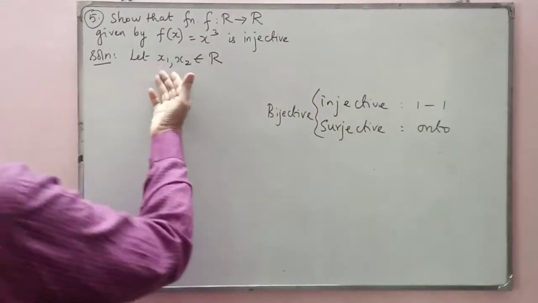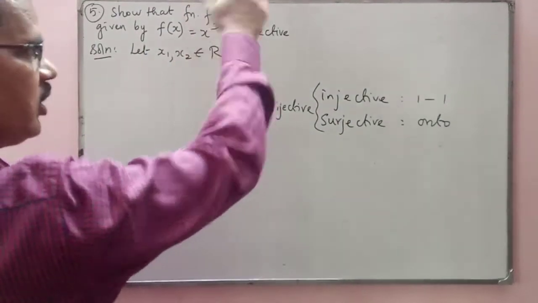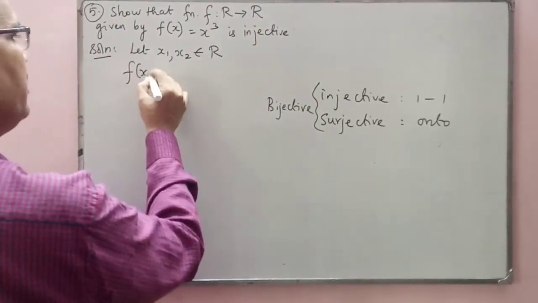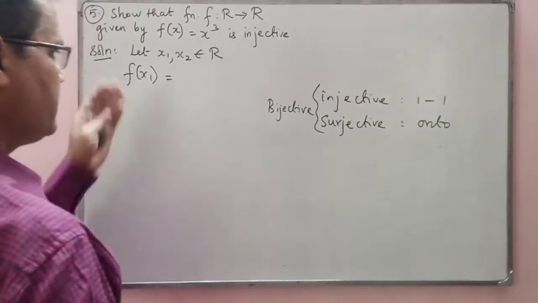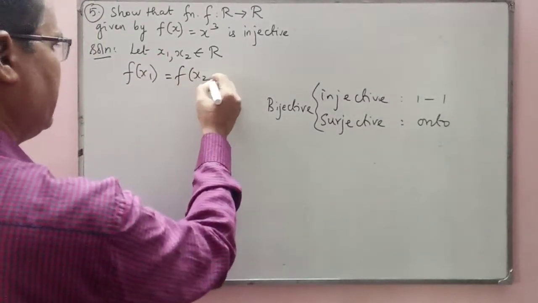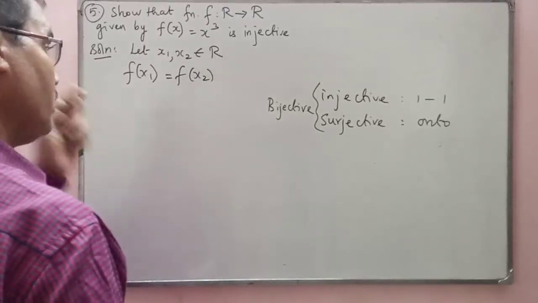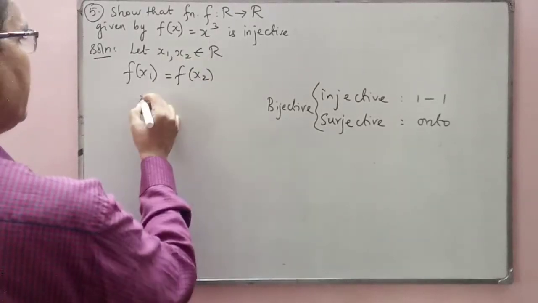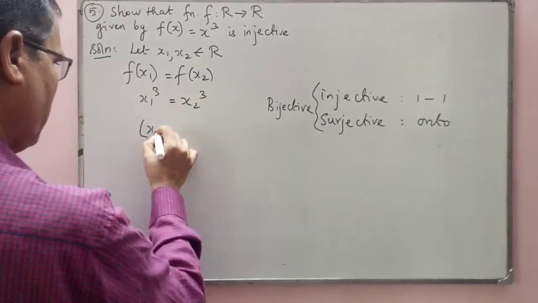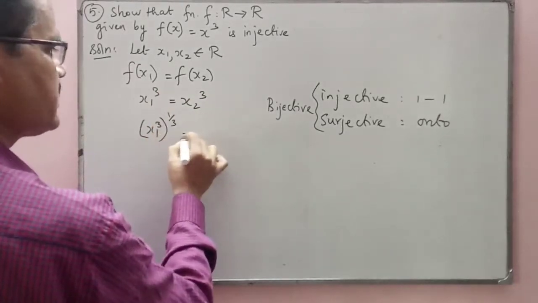So I have taken x1, x2 belongs to R because the function is from R to R, the domain is R. As usual, we'll start with the images being equal and we'll end with the elements being equal. So when the images are equal, the elements must be equal if it is 1 to 1. So let us start. x1 cube is equal to x2 cube, taking the power of 1 by 3 on both sides.